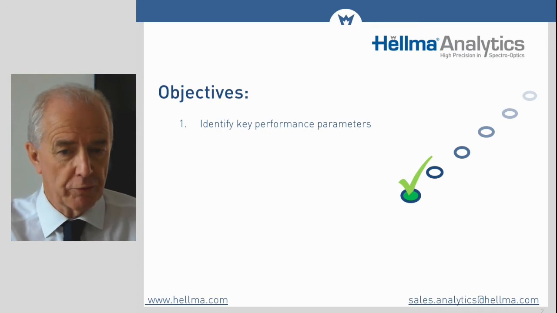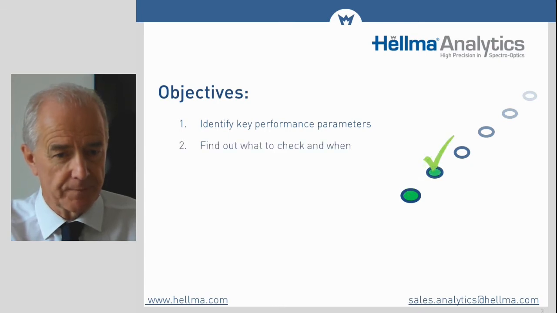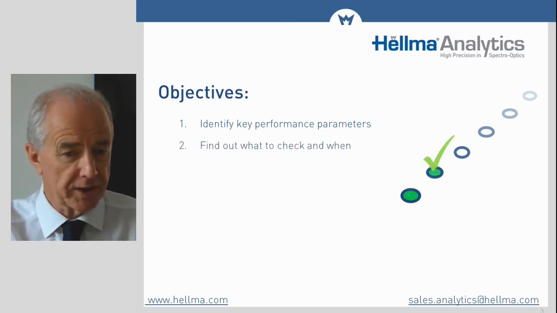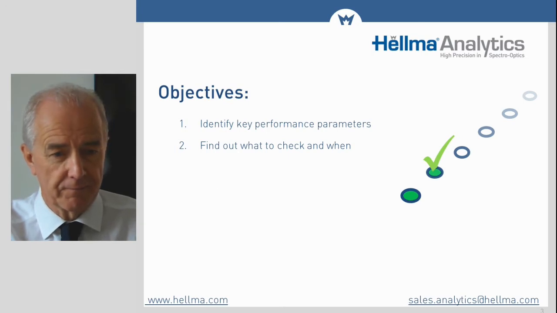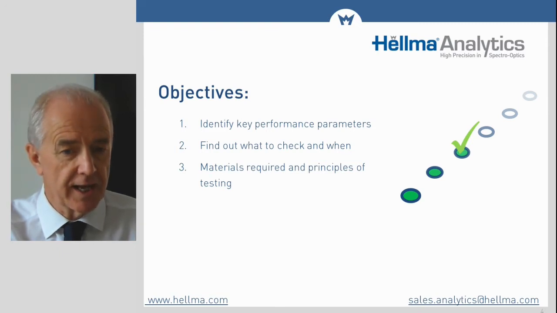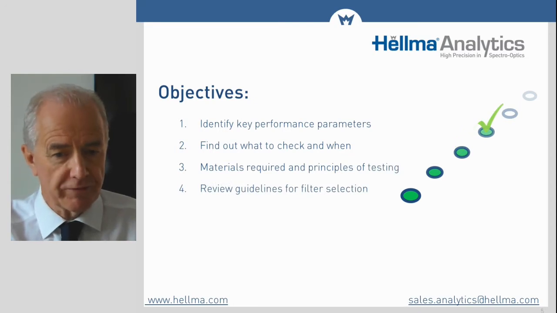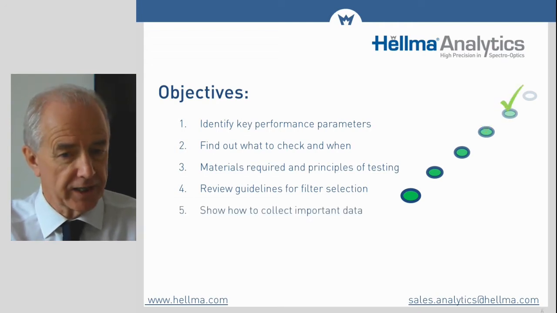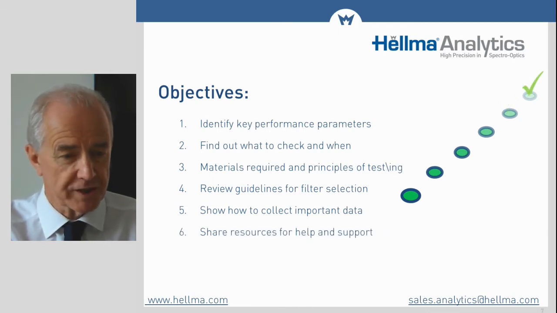First of all, we'll review the key parameters that define the performance of a UV-Vis spectrometer. And then we'll look at what might need checking and when. We'll look at what filters are needed to carry out these tests and at the principles of testing. Then we'll review some guidance on filter selection. Finally, we'll explore how the data collected during validation can help support other key decisions. And we'll close with a review of the help and resources available.